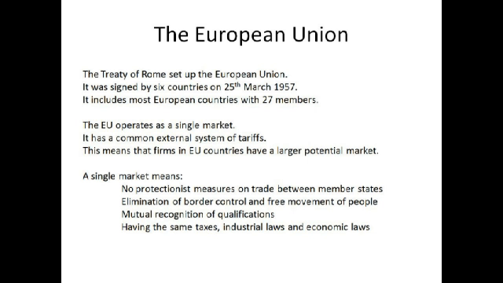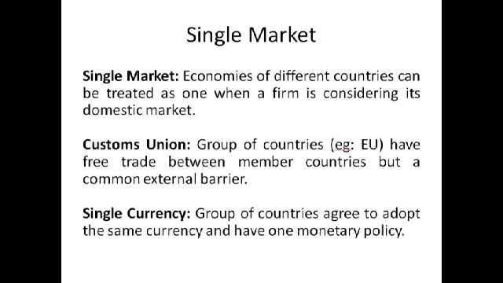countries within the EU. A single market is when economies of different countries can be treated as one when a firm's considering its domestic market, and there's many advantages and disadvantages of this, which we'll come to later, but it basically means that all the countries in the EU can be treated as one big country when the Americans are thinking about what they want to sell over here.